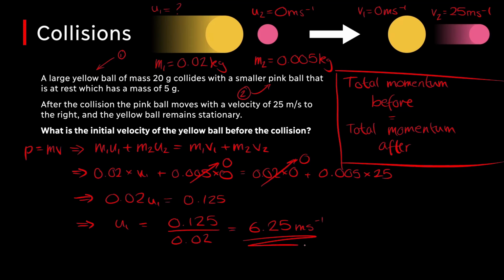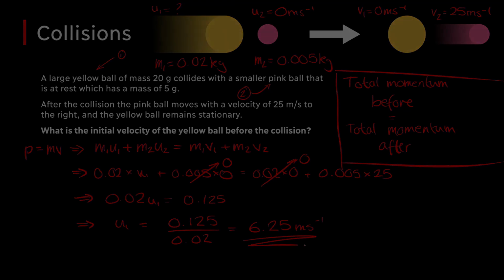To quickly check that, you may have noticed that the large yellow ball has a mass of exactly 4 times the mass of the smaller pink ball. Since p equals mv, to make sure momentum is conserved after the collision, the pink ball is going to have to travel at 4 times the speed to make up for its smaller mass. So if we divide 25 by 4, we also get the speed of the yellow ball, 6.25 meters per second.